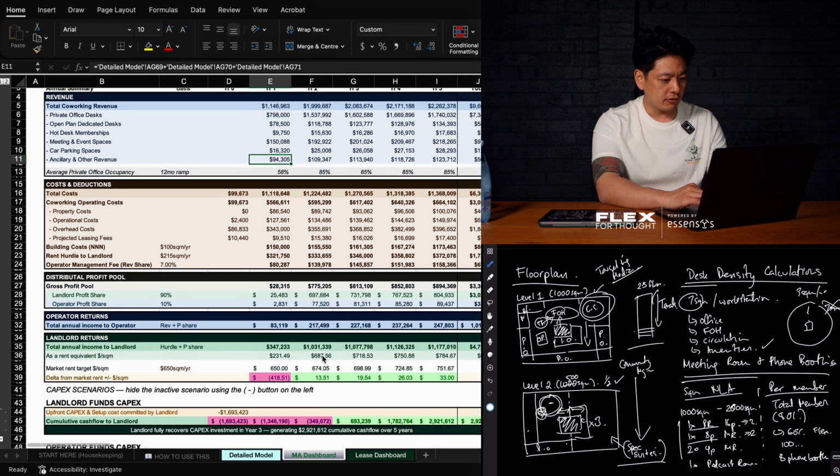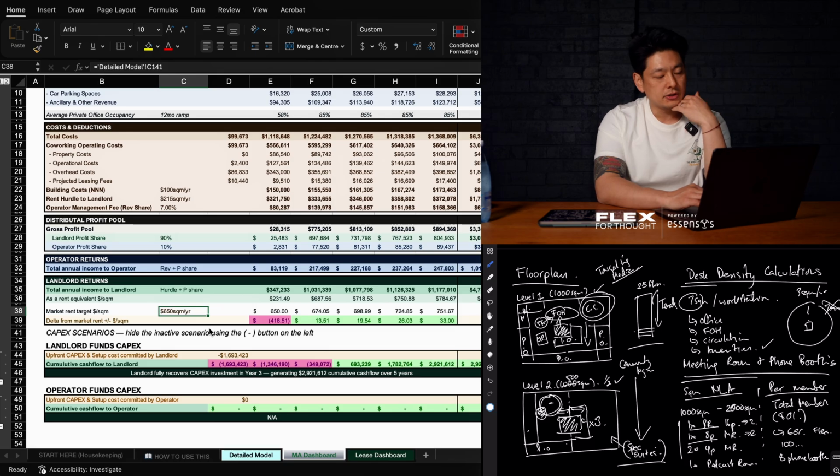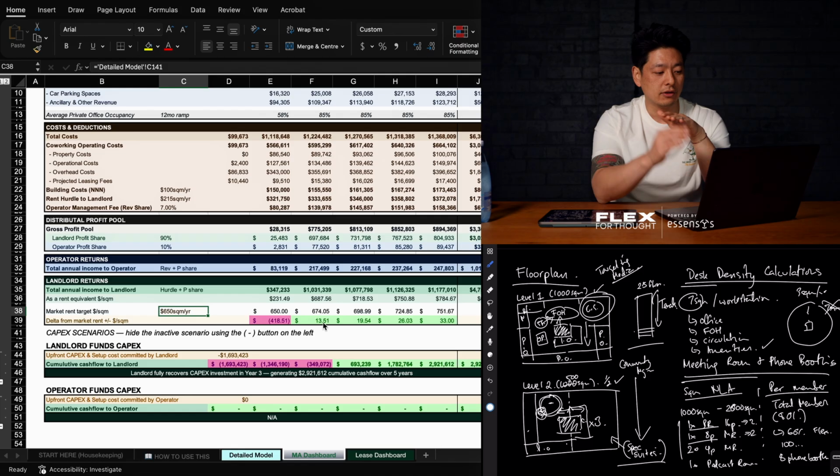Okay, so if you draw your eyes to the bottom, the target rent was $650 per square meter per year. Obviously, we're not hitting it in year one because we're ramping up from 30 to 85% occupancy, but we had some relief there. And then from year two onwards, we're at a slight premium. We're $13.51 over the rent that's been escalated by 3.7% rent escalation. So we're in the green.